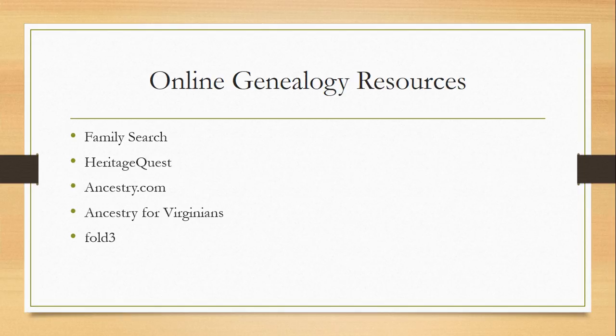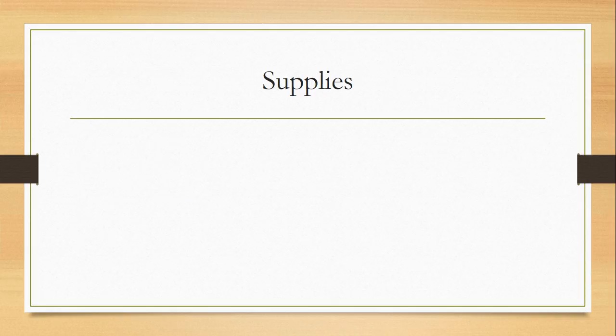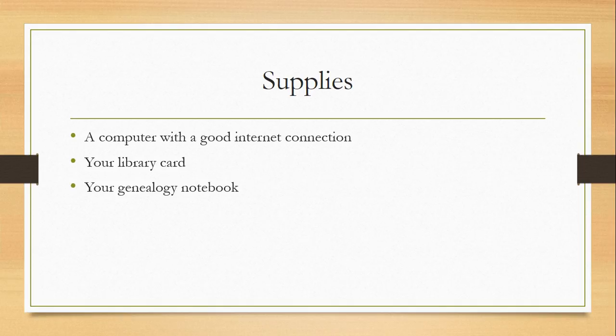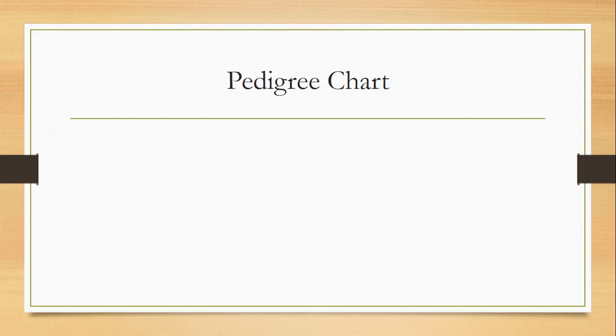Today, we're going to be focused on the resources that our library has access to that you can access from your home: FamilySearch.com, which anyone can access, Heritage Quest, and Ancestry for Virginians, which you do have to access through the library website. So let's gather our supplies and materials before we get started searching. You're going to need a computer with good internet connection. You're going to need your Mary Riley Stiles Public Library library card. You'll want your genealogy notebook so that you can take notes. And you will need your pedigree chart.